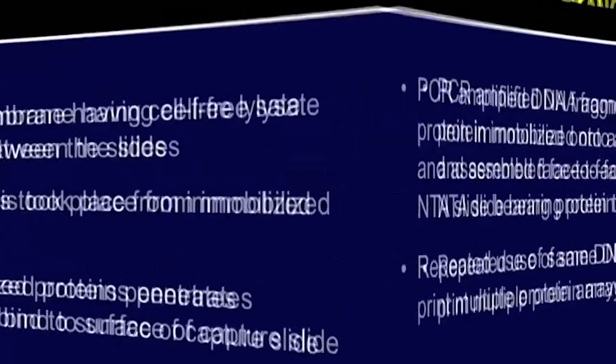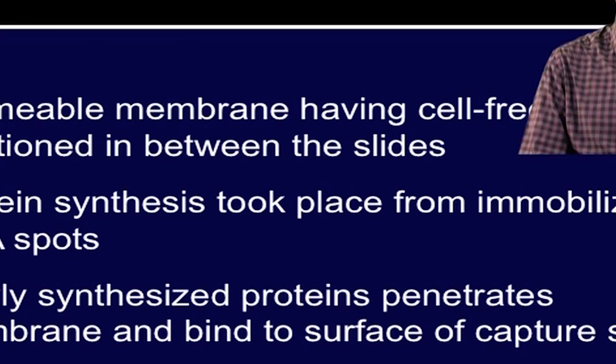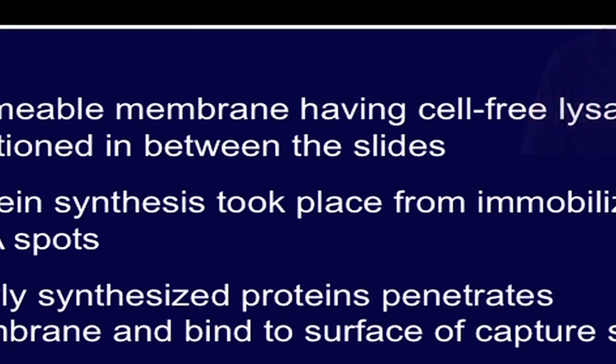In the DAPA method, a permeable membrane which contains cell-free lysate is positioned between the two slides for the proteins to be diffused. Protein synthesis takes place on this membrane, and then the synthesized protein diffuses from the membrane and moves on to the other slide for capture. The newly synthesized proteins penetrate the membrane and bind to the surface of the capture slide.